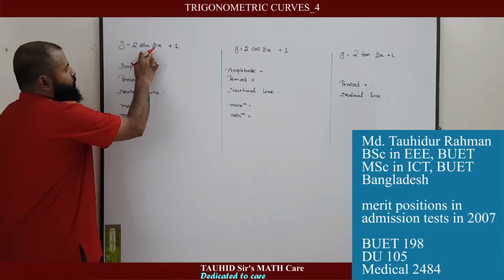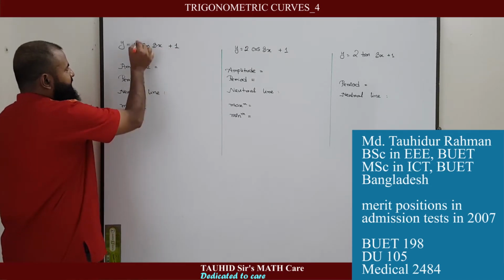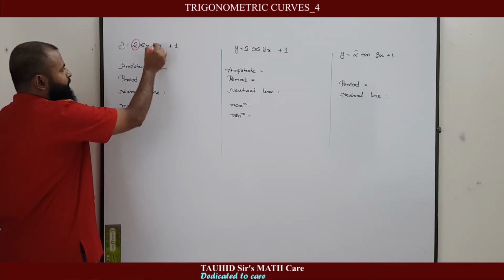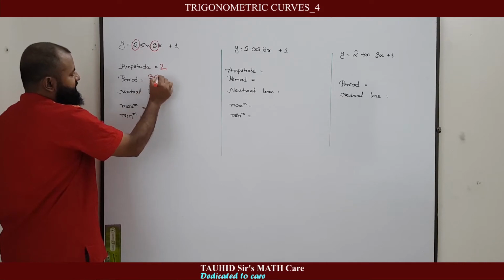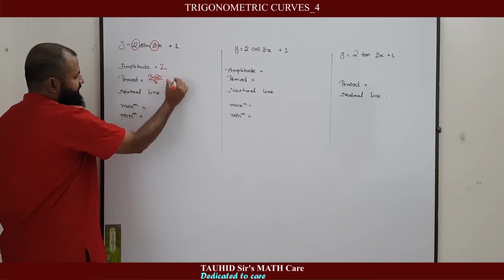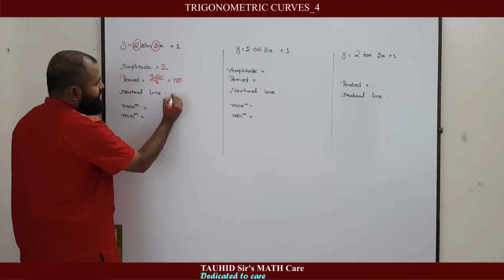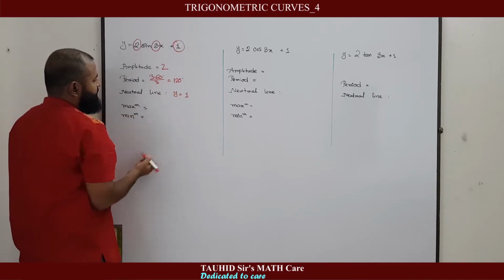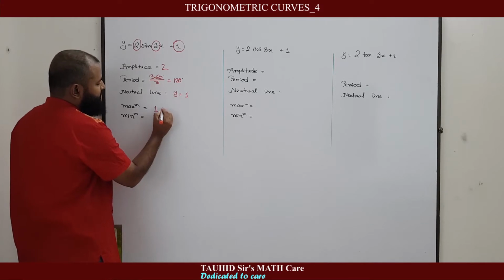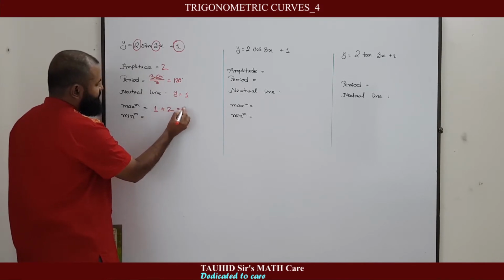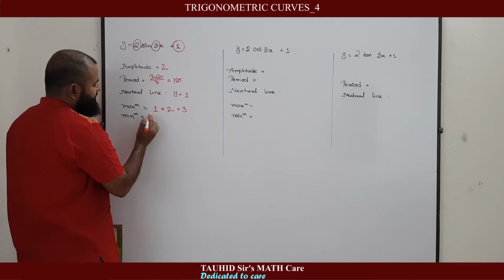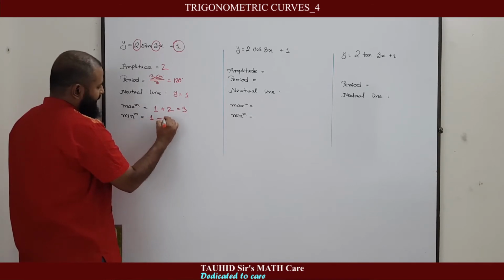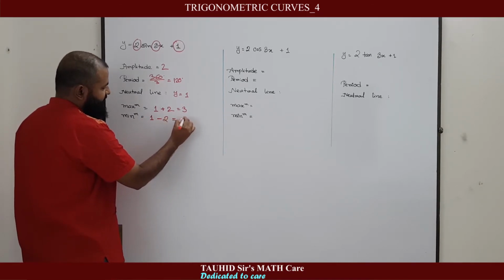For y equal to 2 sin 3x plus 1, the amplitude is 2, the period is 360 degrees divided by 3, that means 120 degrees, and the neutral line is y equal to 1. So the maximum is neutral line plus amplitude, that means 3. The minimum is neutral line minus amplitude, that means minus 1.